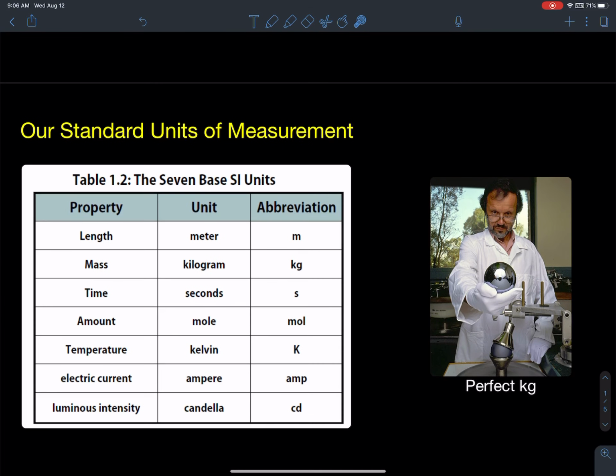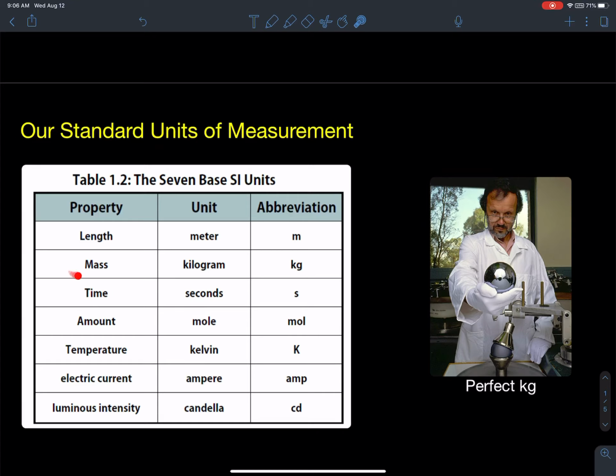So here are our standard units of measurement. For length, you would have read that 1 meter is the unit. We'll talk a little bit about how we discovered these units a little bit later on, but the abbreviation is m. For mass in physics, we use the kilogram, not the gram, kilogram. So the kilogram is the standard unit of measurement.